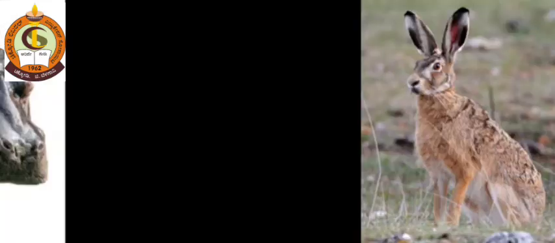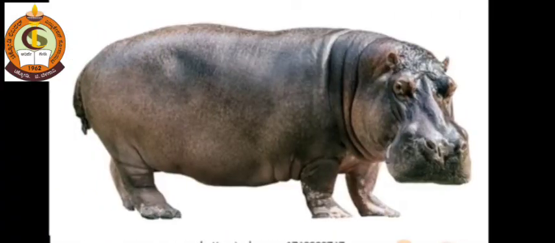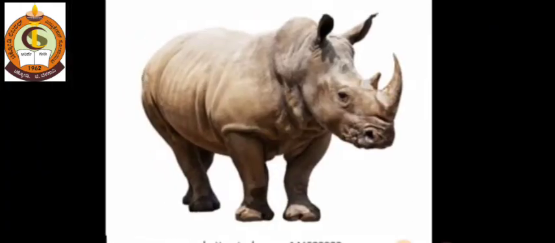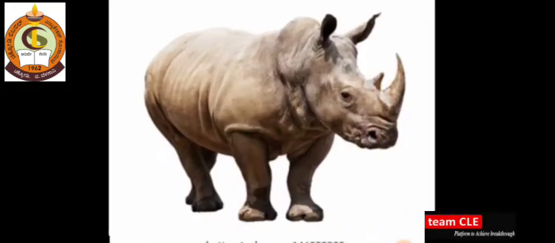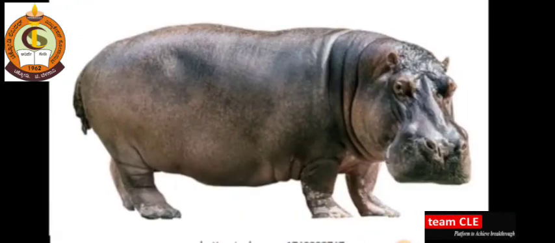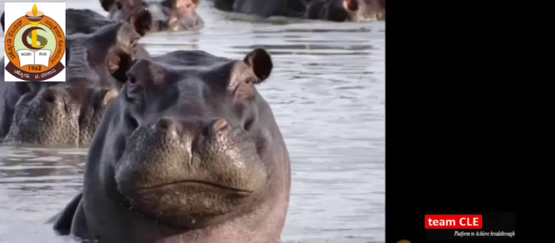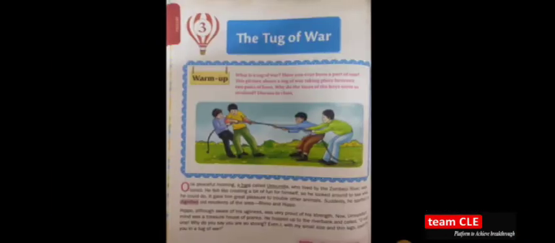Now the second and the most important character of this story is hippo and rhino. Here we can see a picture of rhino. So children, rhino, hippo and Umundla, the three main characters of this story, the tug of war. Here hippo, although aware of his ugliness, was very proud of his strength.